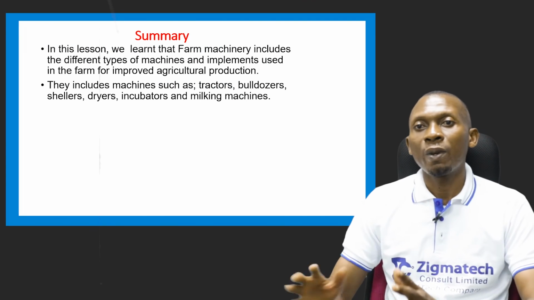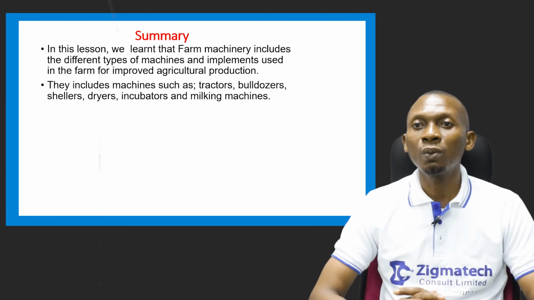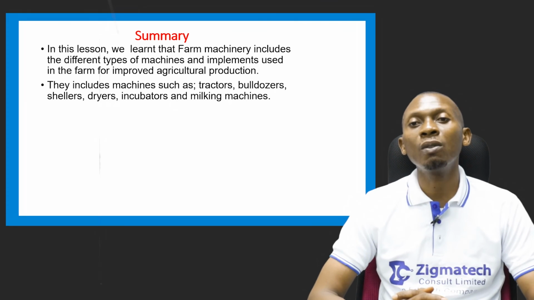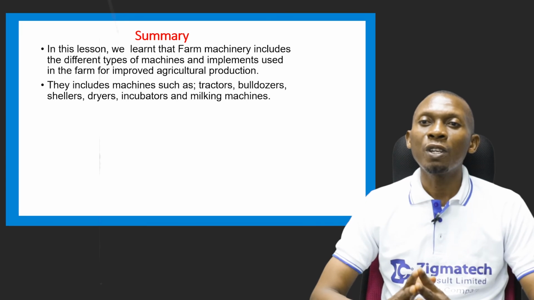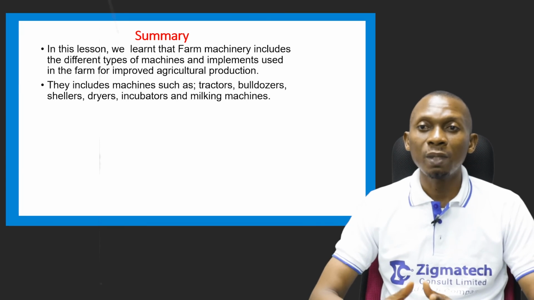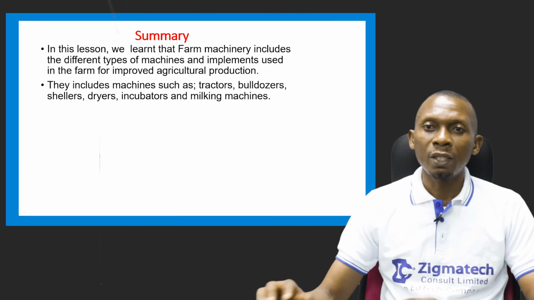Okay, so far we've talked about various farm machines, and just to recap on what we've learned, we learned that farm machinery includes the different types of machines and implements used on the farm for improved agricultural production, and such machines include the tractor, the bulldozers, shellers, dryers, incubators, and the milking machine.